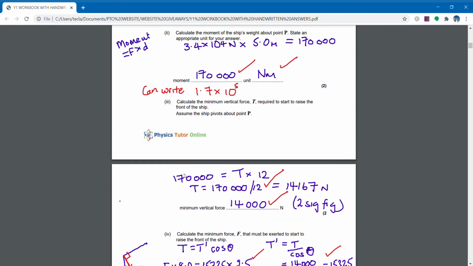So T times 12 equals 170,000. T equals 170,000 divided by 12, which equals 14,167 newtons, or 14,000 newtons. So a mark for your substitution of the values and a mark for the final answer.